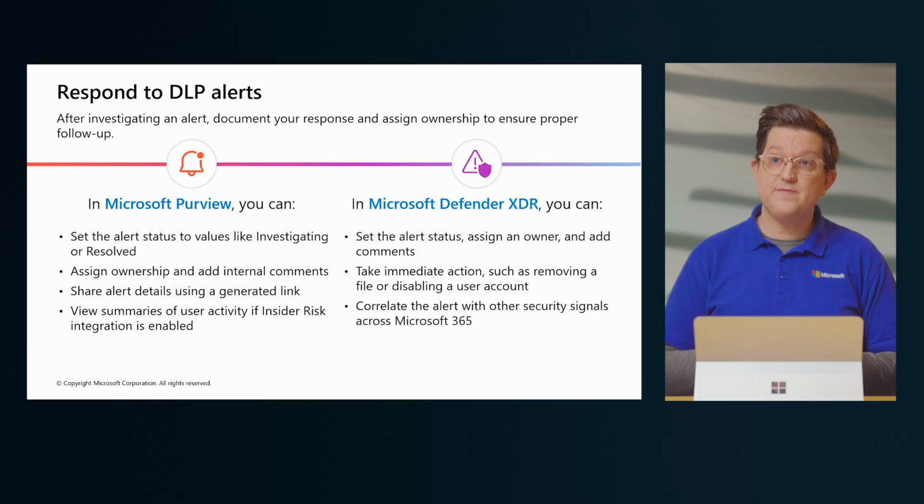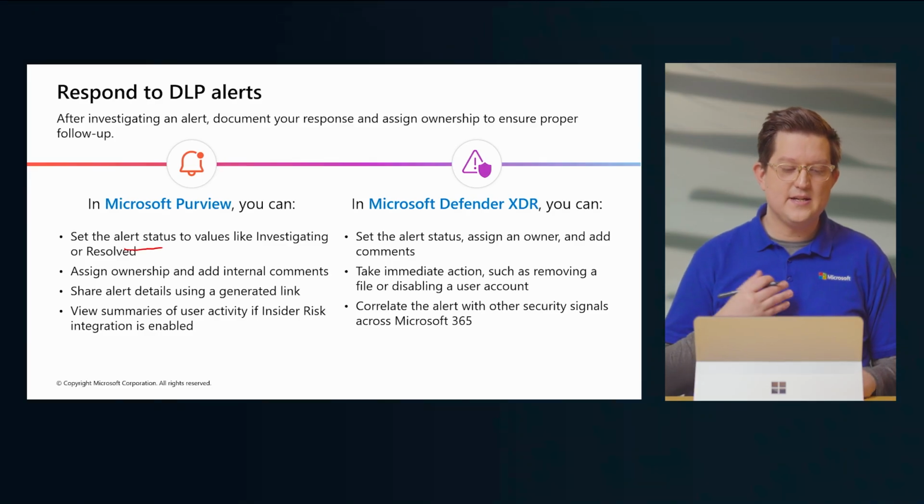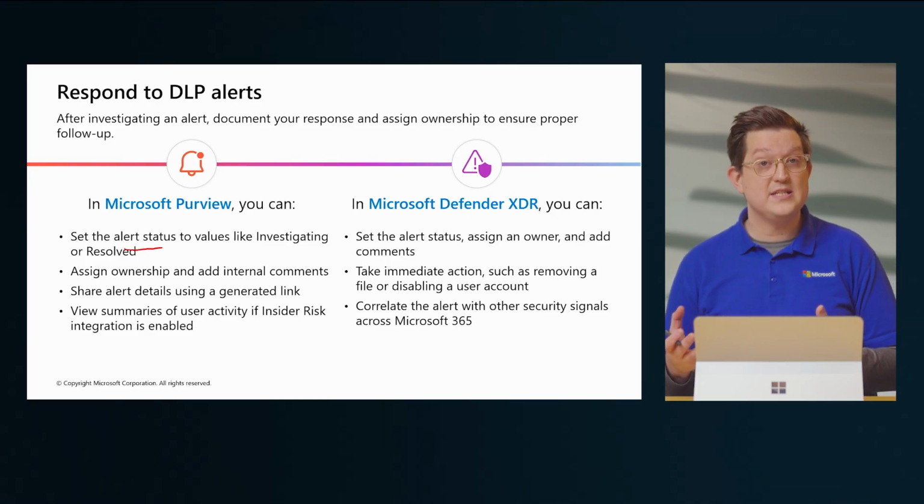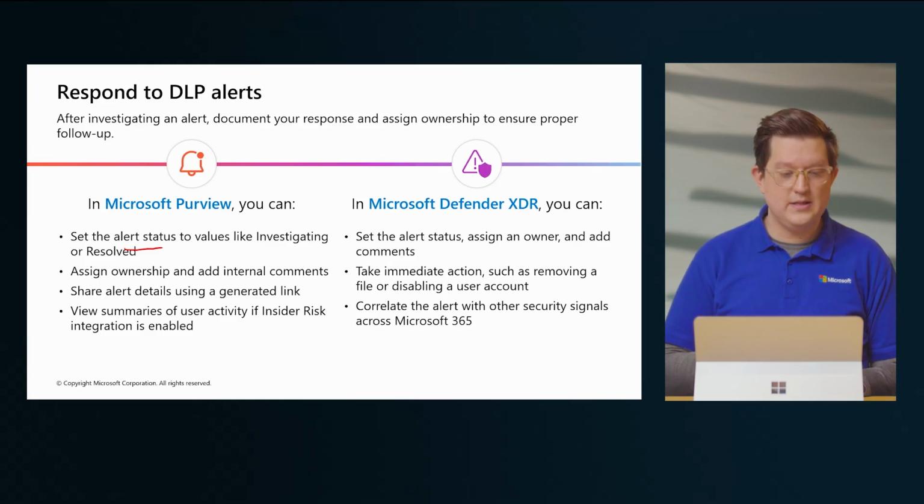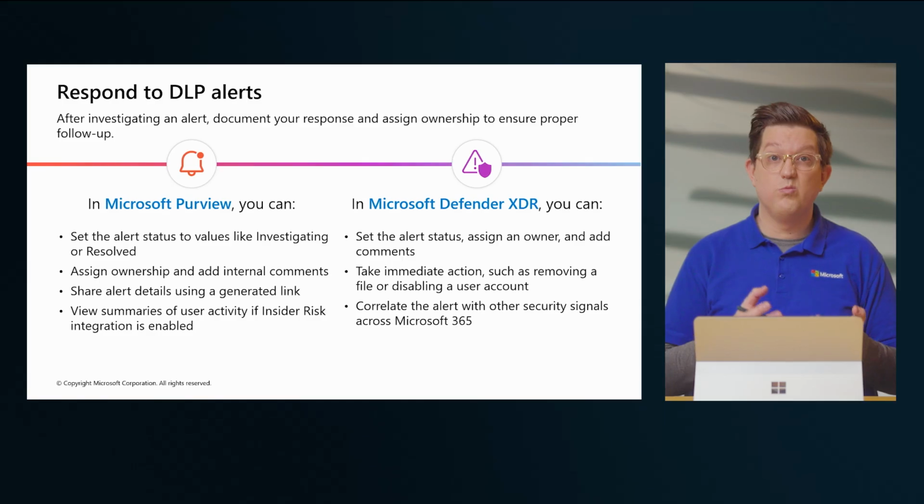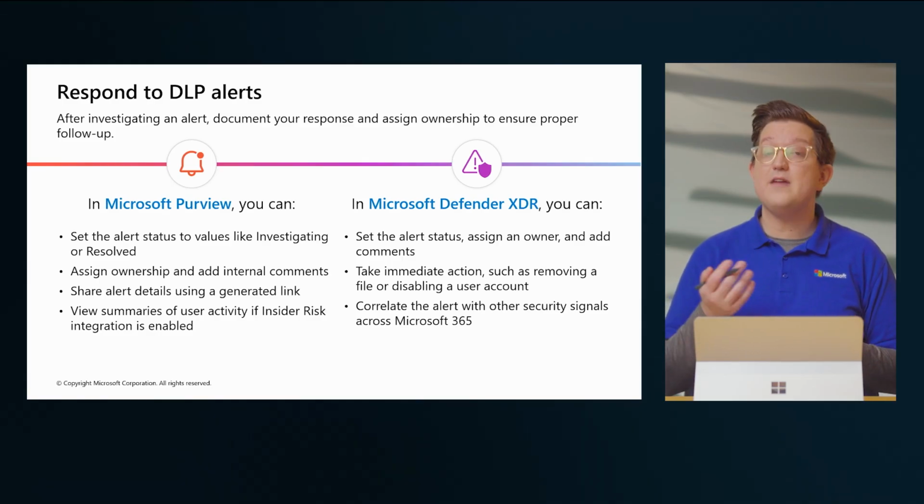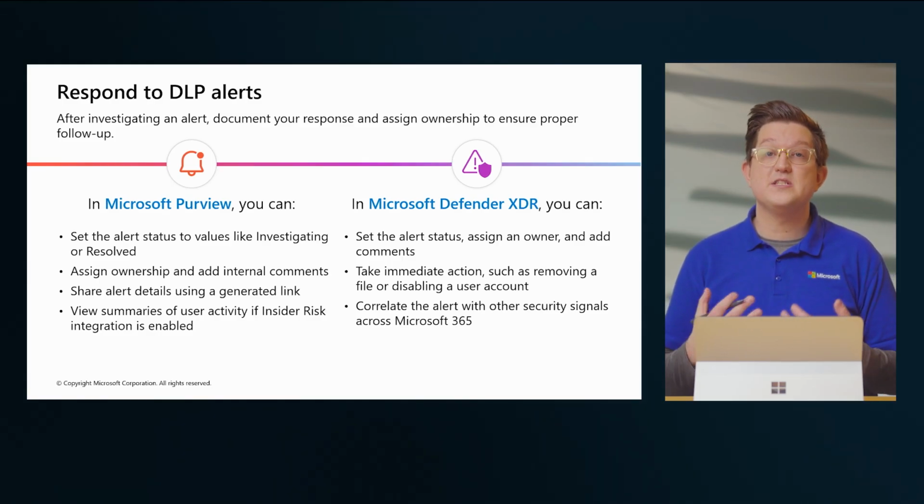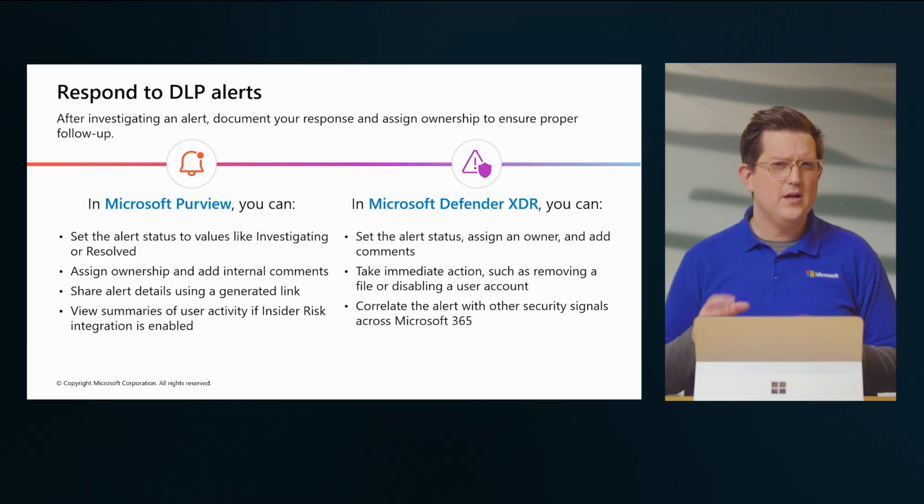Well, in Purview, that's fairly straightforward. We just need to set an alert status across to either investigating or resolved as is done. Make sure you are assigning any comments so we know what needs to change, if anything, and feel free to use Copilot to go through and summarize that alert history.